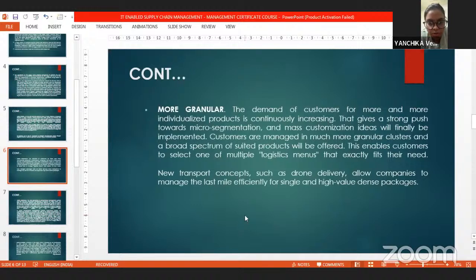New transport concepts such as drone delivery allow companies to manage the last mile efficiently for single and high-value dense packages. So now we have so many options. Even drones for some special occasions. We can use them to deliver the goods in a much shorter time and exactly to the place where it is required.